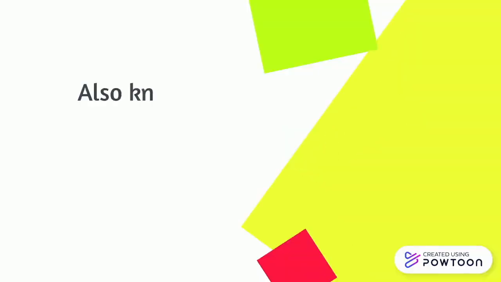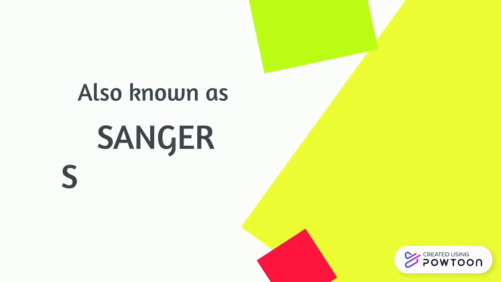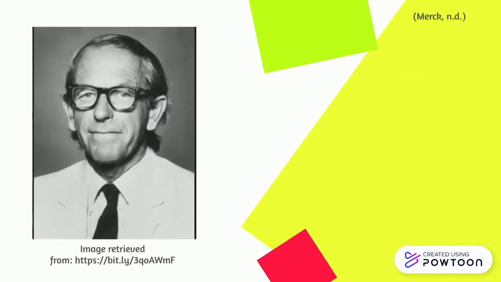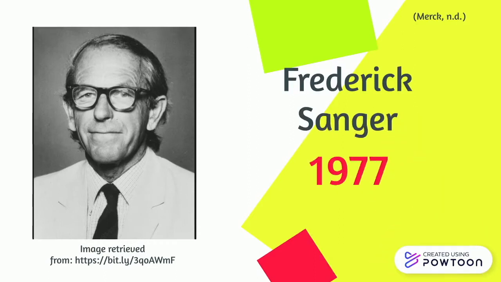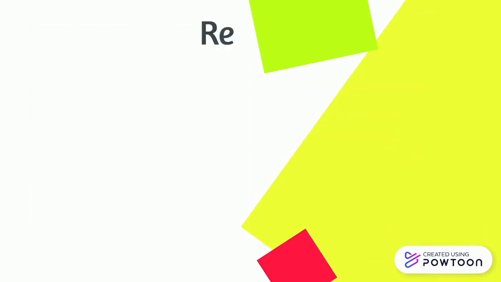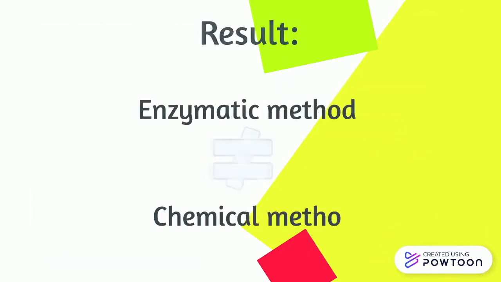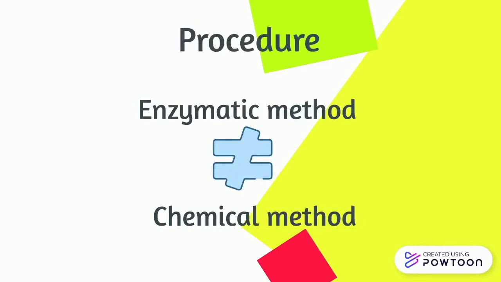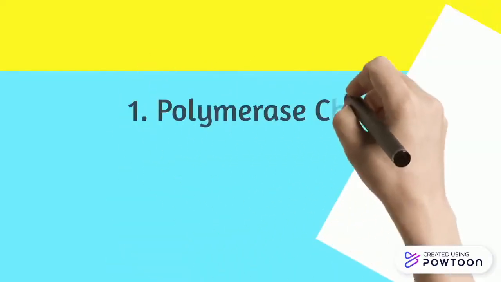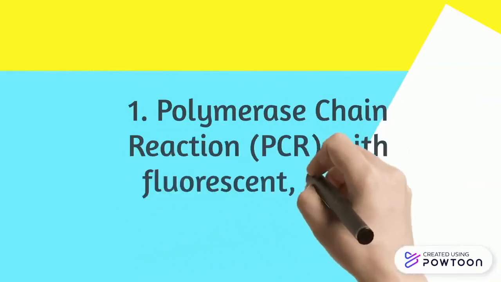The enzymatic method for DNA sequencing is also known as Sanger sequencing, after its developer Frederick Sanger, who first described the method in 1977. The result of the enzymatic method is very similar to the chemical method, but the procedure is completely different. First step, a polymerase chain reaction, PCR, with fluorescent chain-terminating ddNTPs.